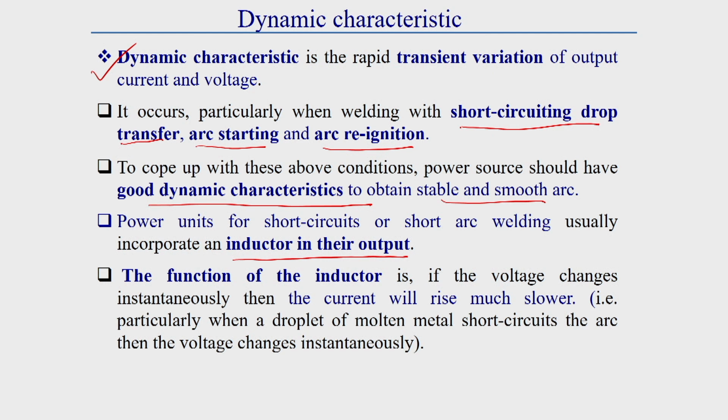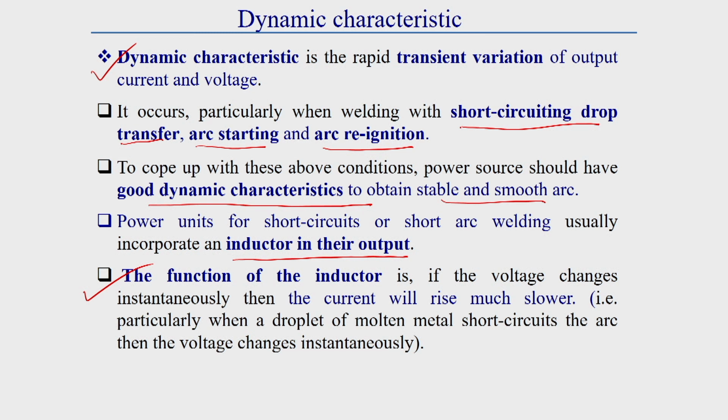The function of an inductor is that if the voltage reduces tremendously due to short circuiting, then the current surge, or current rise, will be slower. That means the inductor slows the current rise, because even if the voltage reduction due to short circuiting is rapid, the current surge will not be rapid. That is why an inductor is used in dynamic characteristic power sources.